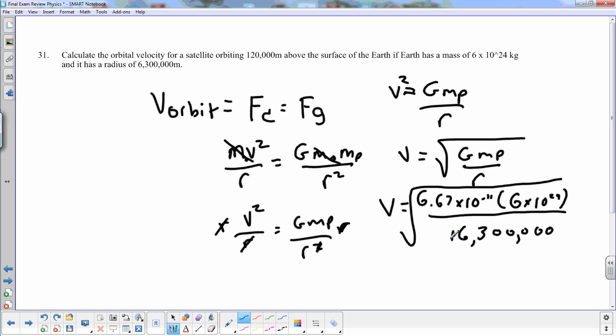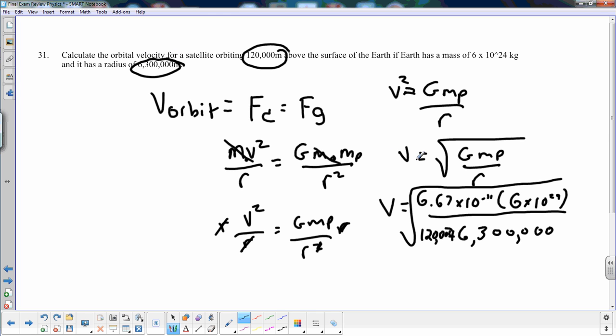So now we can actually do the plug and chug. 6.67 times 10 to the negative 11 times the mass of the Earth, which is 6 times 10 to the 24th, divided by 6,420,000. And then we take the square root of that whole thing. Oh boy. V will equal 7,895 meters per second.